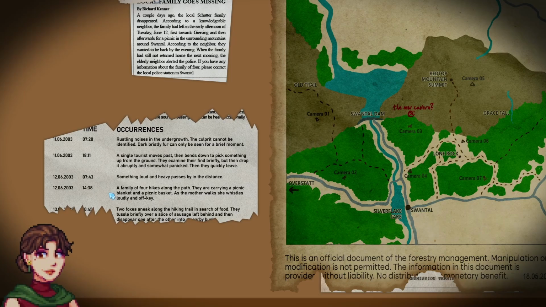Here we go. A family of 4 hikes along the path. They're carrying a picnic blanket and a picnic basket. As the mother walks, she whistles loudly and off-key. 2 foxes sneak along the hiking trail in search of food. They tussle briefly over a slice of sausage left behind and then disappear.